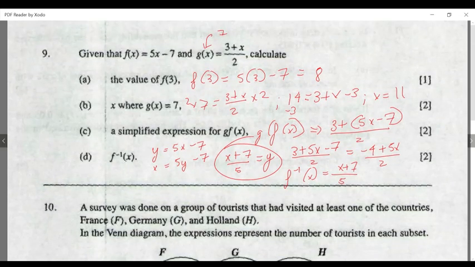So given that f of x is equal to 5x minus 7 and g of x is equal to 3 plus x over 2, calculate the value of f(3). So f(3) is just equal to, well, you just plug 3 into f of x. So 5 times 3 minus 7, 5 times 3 is 15, minus 7 is 8.